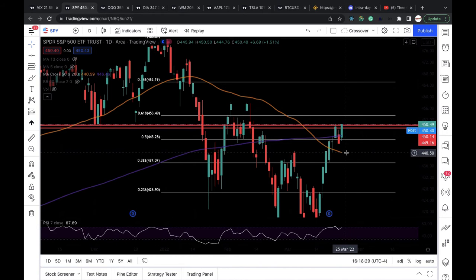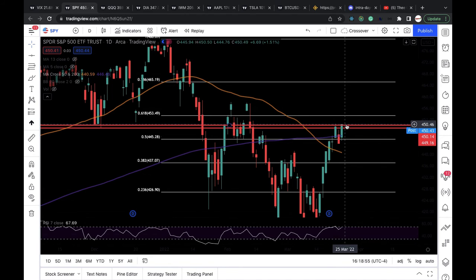We still have support at the 50-day around the 440 to 441 zone, and below that, the 38.2 retracement level at 437. If we lose those levels, I'm still going to play it level to level. If the bearish price action gives me the opportunity to get in on a put or a short, I'm going to do it. But my overall sentiment will be a lot more bearish if we lose 437. Either way, I'm going to play it level to level regardless.